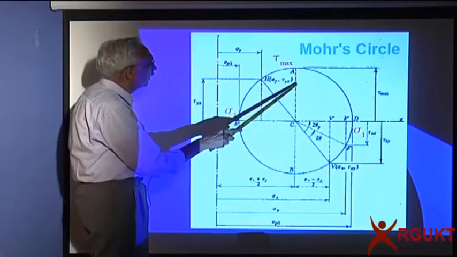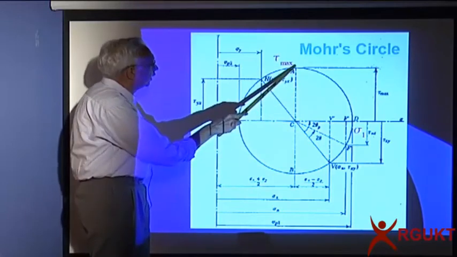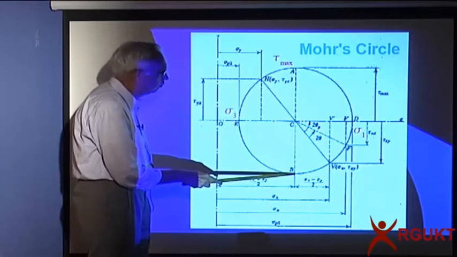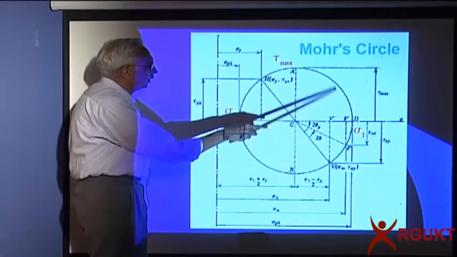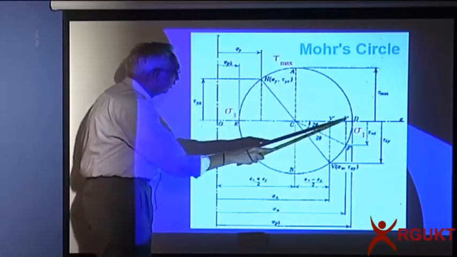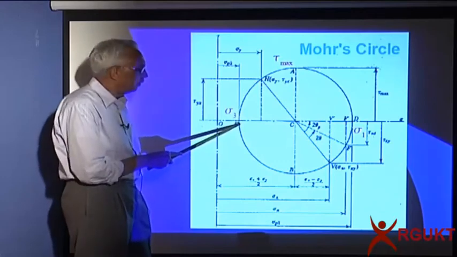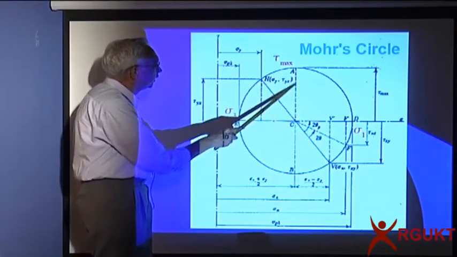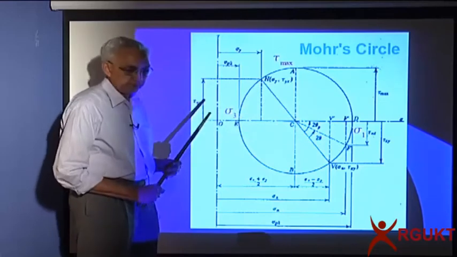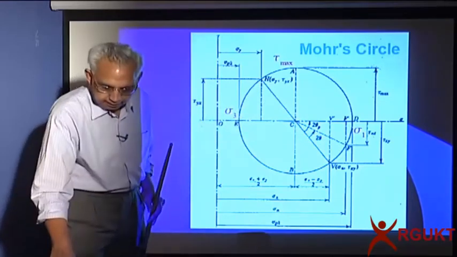We also can calculate the maximum shear stress. Here is a positive one and the negative one, and this is equal to the radius of the Mohr circle. This is sigma 1 minus sigma 3 is the diameter, so half of it is the radius, which is equal to the maximum shear stress. This is what we have derived earlier.